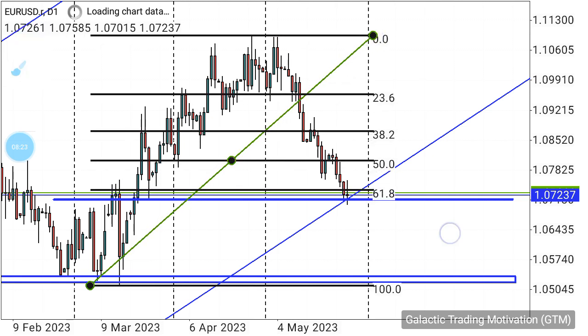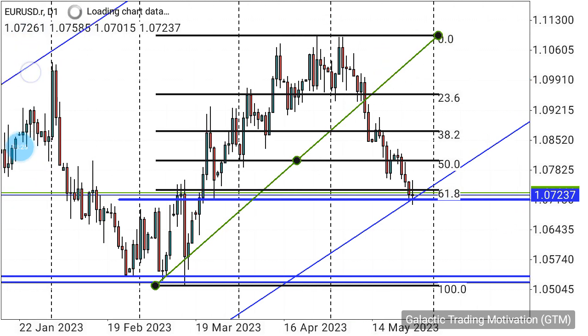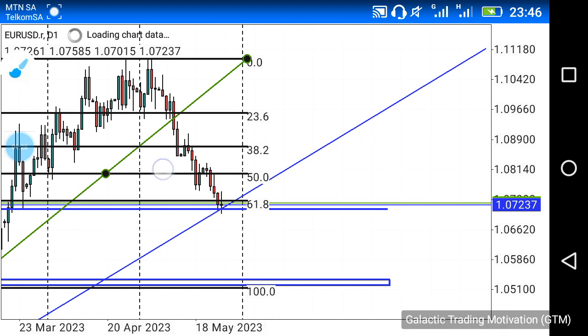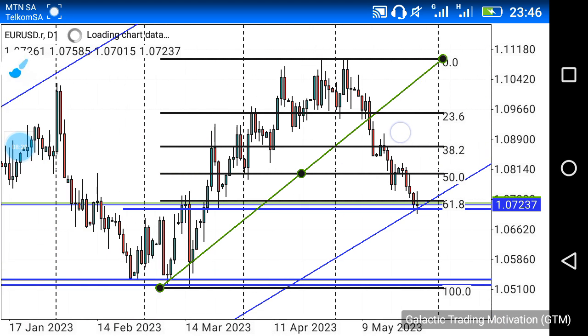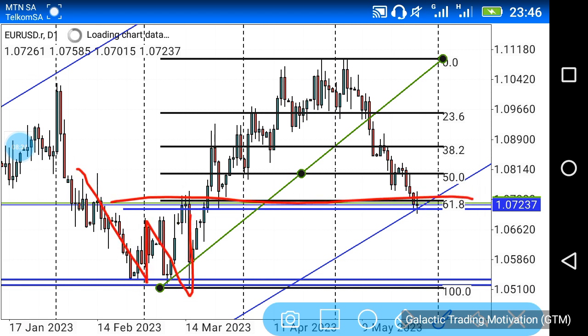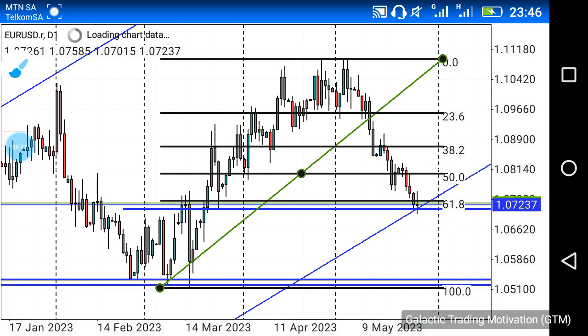So there we go, more or less, and we can see that the neckline of this triple bottom actually aligns with the 61.8% Fibonacci retracement level. And what this means is that at this point over here, we should potentially be looking for those buying opportunities, right?